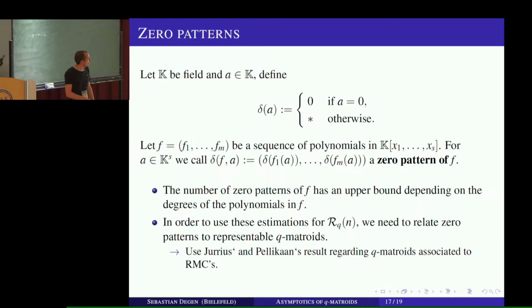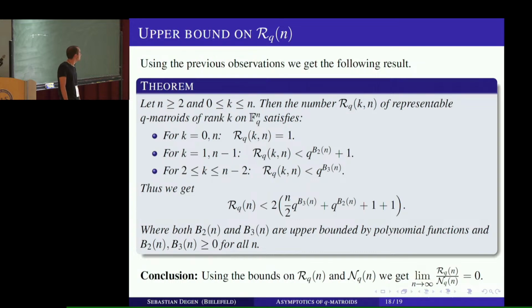In order to do so, we again need to relate zero patterns to representable q-matroids. I will also not go into detail with that because it's quite technical and I will not have enough time for this. But let me simply say that we want to use Gluesing-Luerssen and Jany's result I showed you before, how to associate to a rank-metric code a q-matroid, and especially we want to use the generating matrix, which we fill with a number of indeterminates and then look at the determinants to construct the sequence of polynomials f. So if you believe me that this is true, we gain the following results.